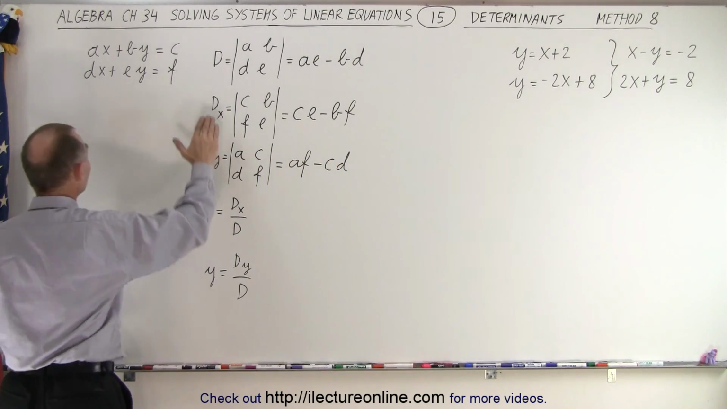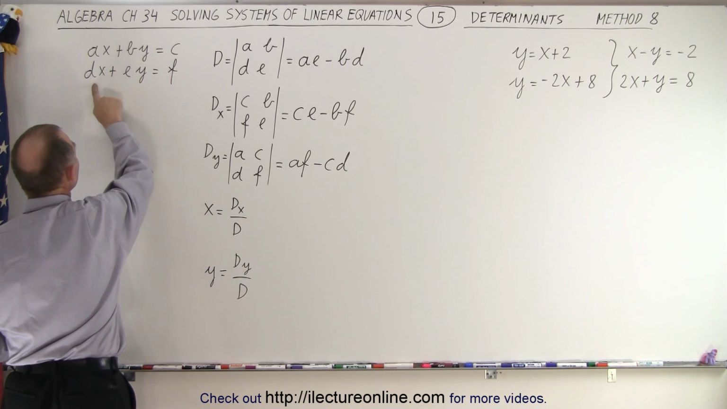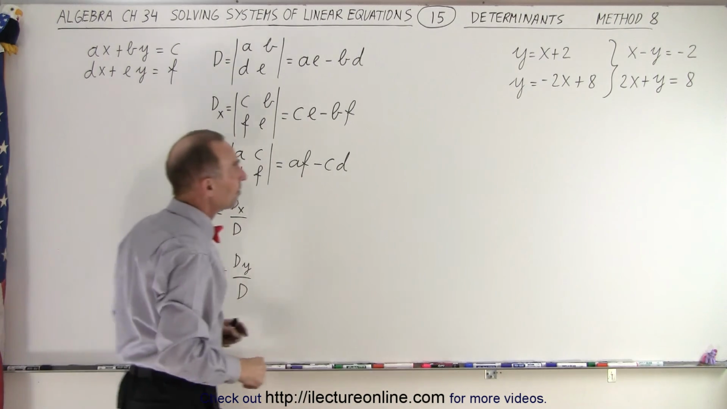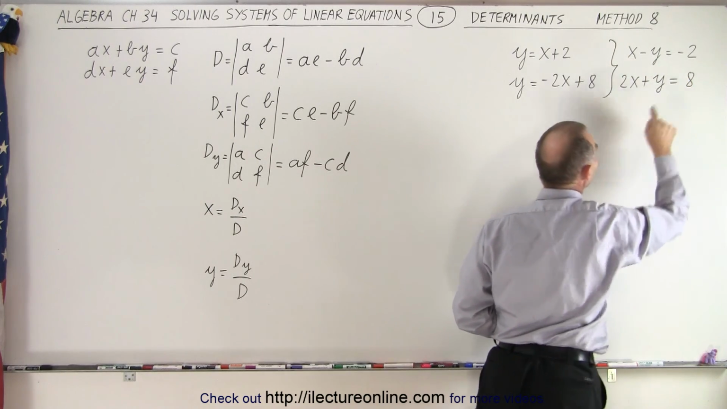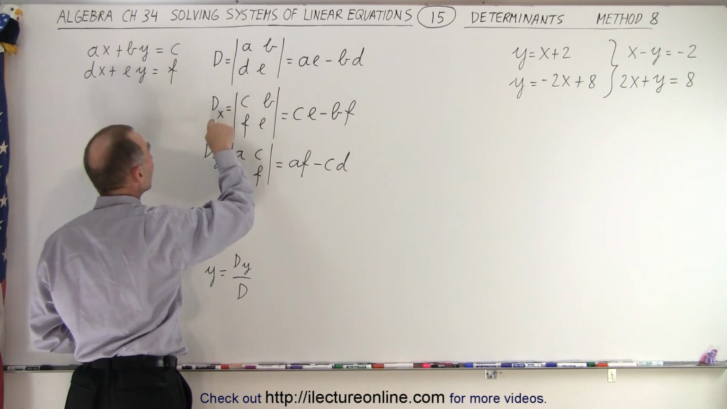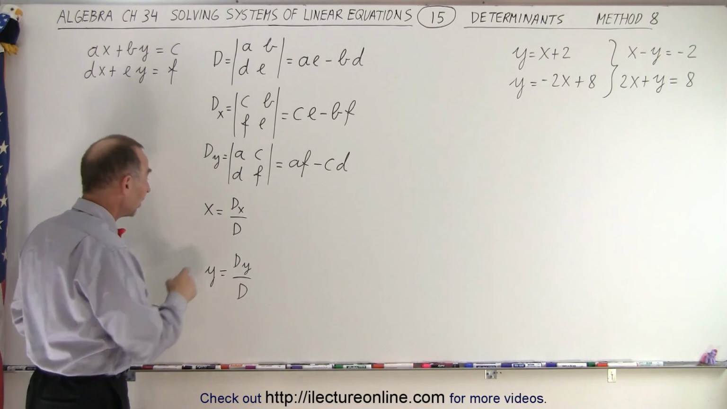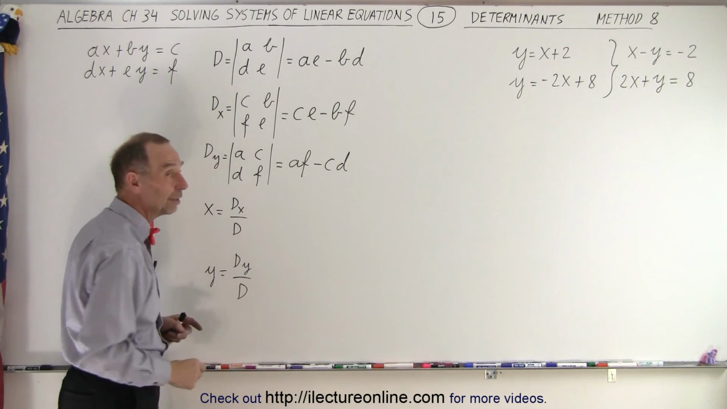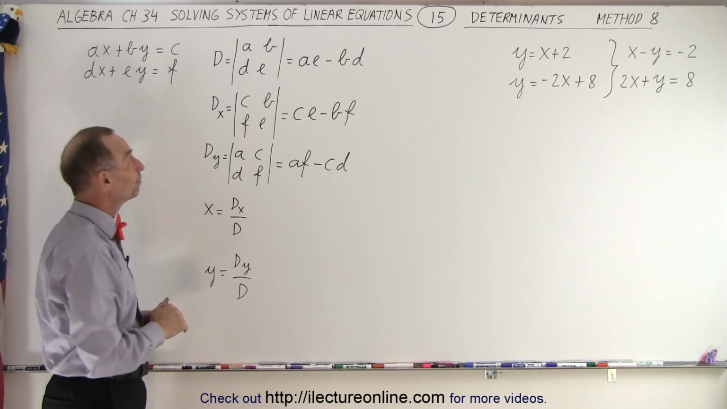Now notice here I have the general format of my two equations: ax plus by equals c, dx plus ey equals f. So a, b, c, d, e, f simply represent 1, -1, -2, 2, 1, and 8. And now what we do is we get the three determinants: D, D sub x, and D sub y. The x-coordinate of the point where the two lines cross is equal to D sub x divided by D, and the y-coordinate is equal to D sub y divided by D. So all we have to do is find those three determinants, and we get the result.